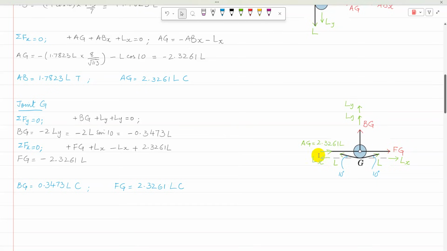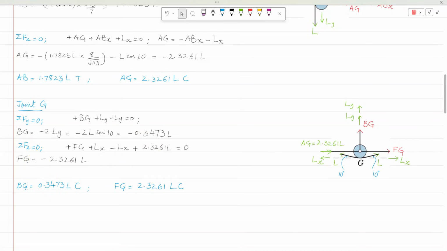Then for sigma Fx, FG is positive. One LX is positive, the other LX is negative, and AG is also positive. So then it is FG plus LX minus LX plus 2.3261 is equal to 0. Now LX is going to cancel with the other LX, and FG is equal to minus 2.3261L. So now FG is negative.